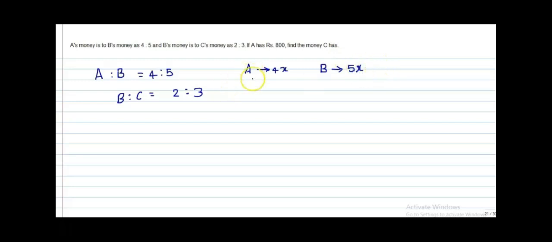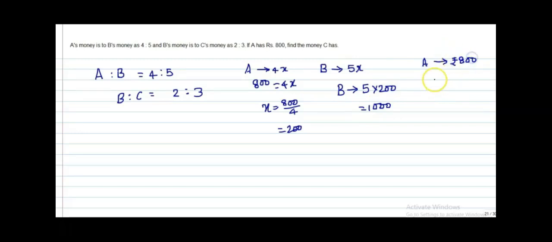This implies A's money, 800, is given in the question. So 800 is equal to 4x, or x is equal to 800 by 4, which is equal to 200. Therefore, B's money is 5 into x, which is 5 into 200, or 1000 rupees. So A's money is given to be 800 rupees, and using the ratio we have found that B's money is 1000 rupees. Now we are going to use the second ratio to find out the money C has.